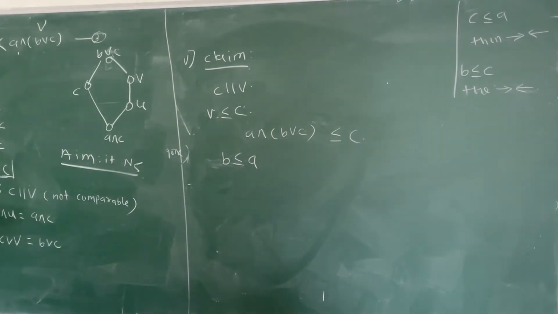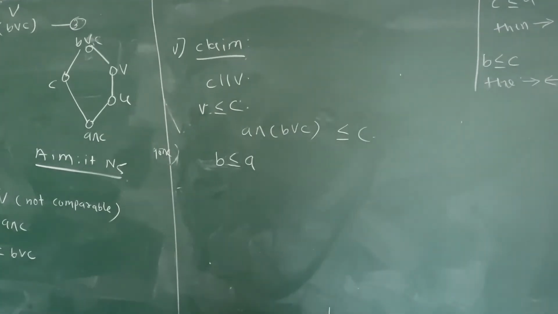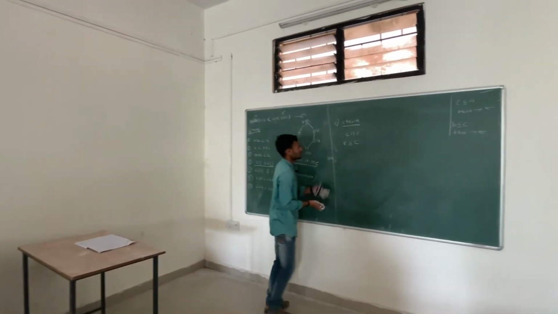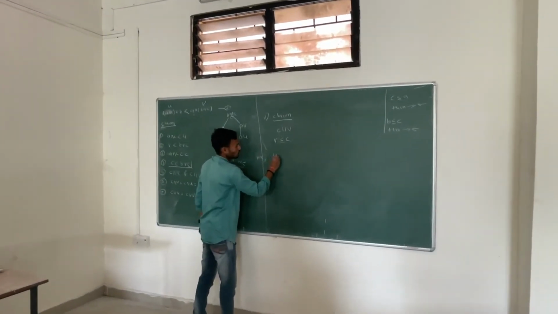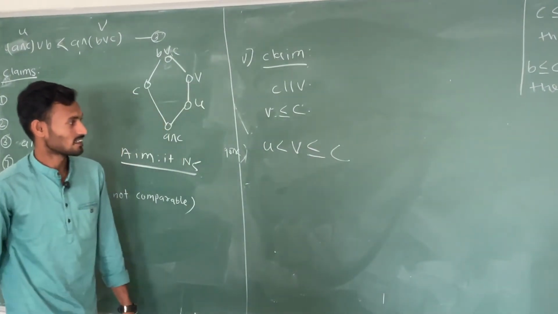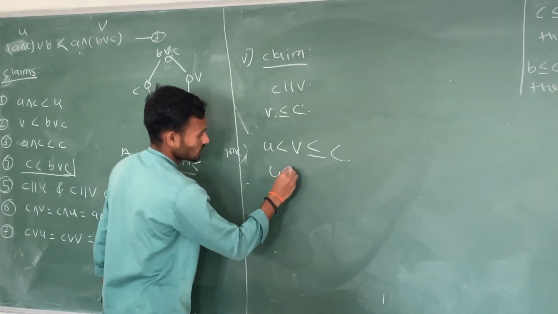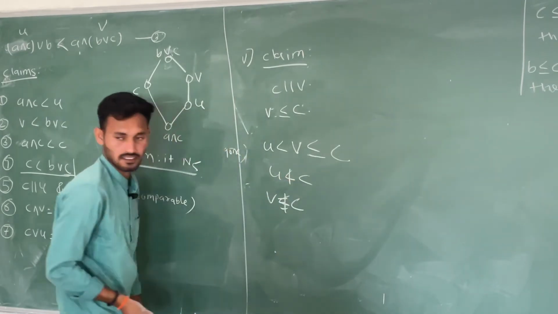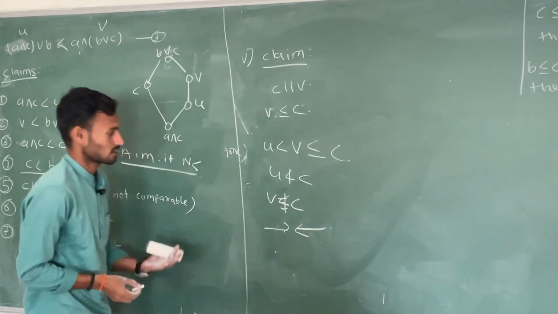You want to get some contradiction, right? And also you write B is less than or equal to B join C. B is less than or equal to B join C, right? Don't worry, go and write there. So directly we can say, we know this. So U is less than or equal to B, less than or equal to C. But U is not comparable to C. This is a contradiction. This is the proof.